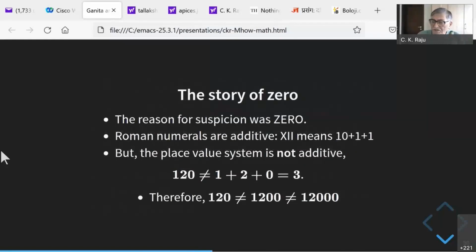The problem was this is where zero comes in. They were suspicious of zero. The Roman numerals are additive. So XII means 10 plus 1 plus 1. But in the place value system, you can't just add the digits. But that is what they were accustomed to.